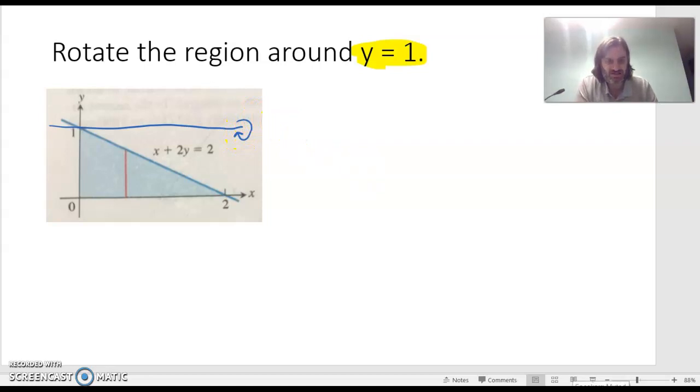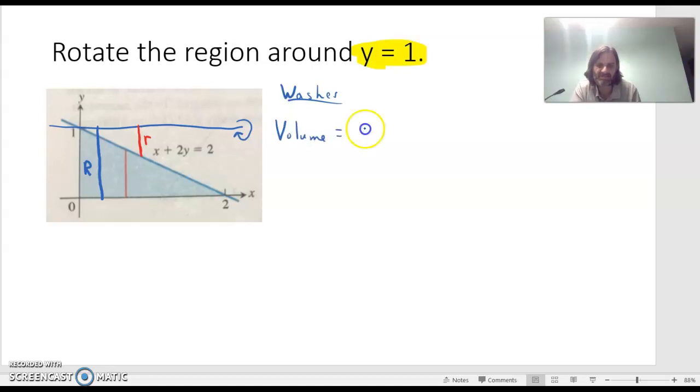Okay, so when we look at that, that means that we're going to come out from there to a far radius, and we're going to come into a closer radius. So there's an outer radius and an inner radius when we do it this way. So this is definitely a washer. Okay. So a washer, because there's going to be a gap there. So let's see, what does the volume look like? And we'll make sure we work this out.